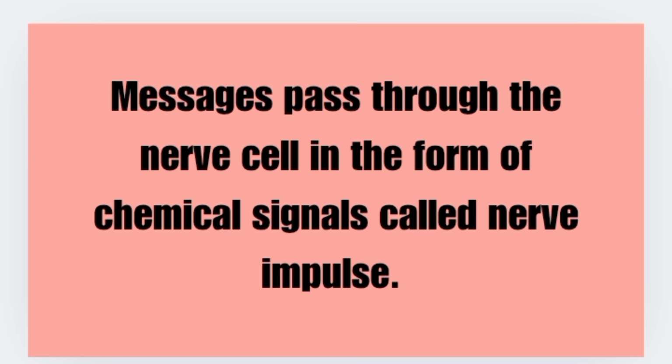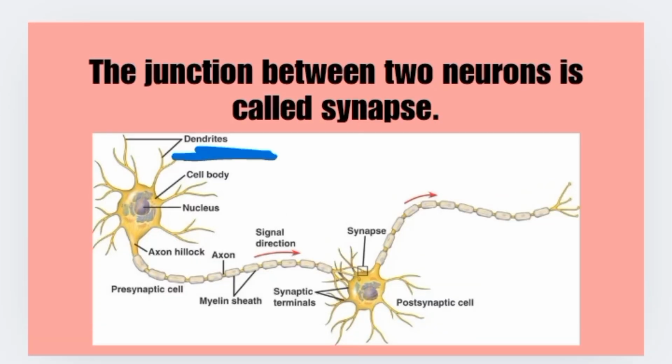Messages pass through the nerve cell in the form of chemical signals called nerve impulses. So here you can see that the dendrites receive the information and start a chemical reaction which triggers the electrical impulse, and the electrical impulse passes through the axon. Here you can see the axon.